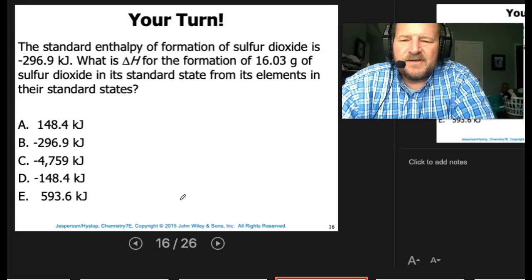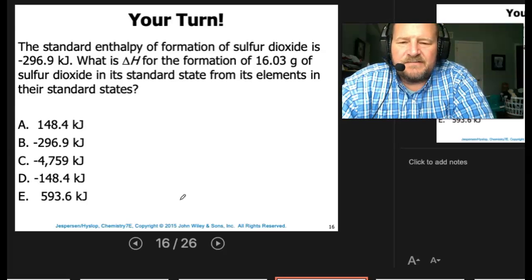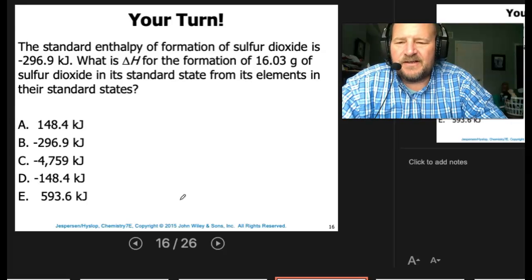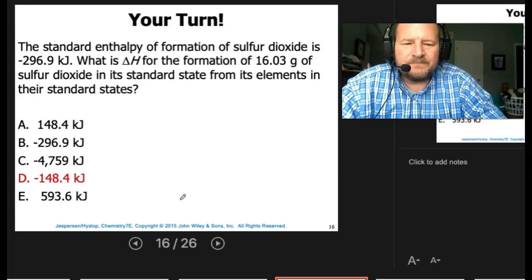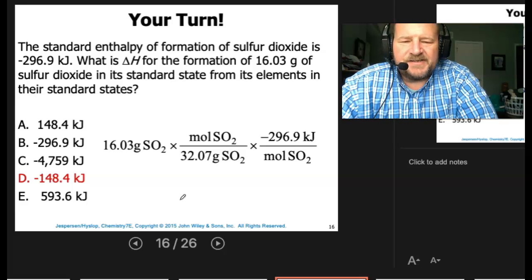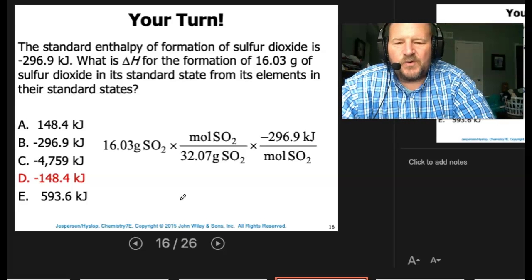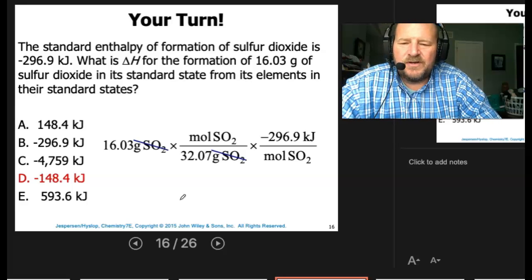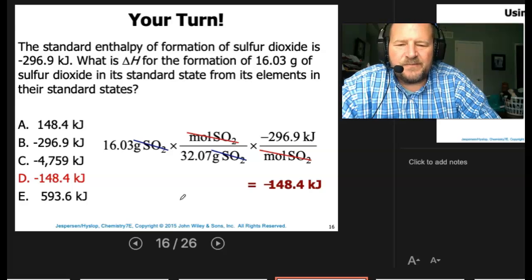All right, so they told us the value for the sulfur dioxide, and now we need to figure out how many moles are in 16.03 grams, right? So remember that kilojoules is per mole. The standard enthalpy of formation is for 1 mole. So hopefully we get negative 148.4. The way we'll do it, we'll take again that 16.03 grams, we'll get that into moles, and then we'll get kilojoules per mole. So grams will cancel out, moles will cancel out, and we'll be left with negative 148.4 kilojoules.